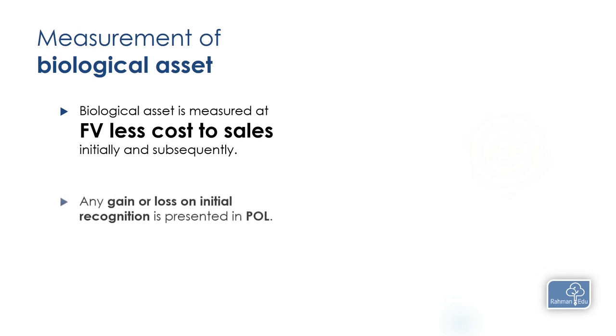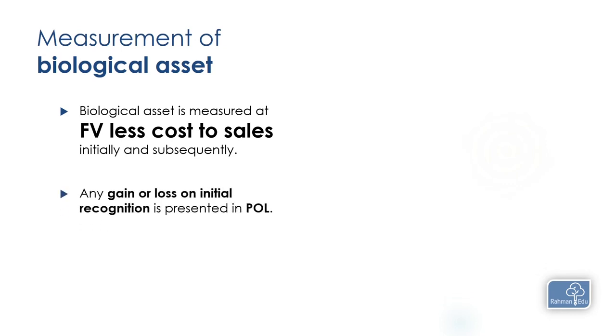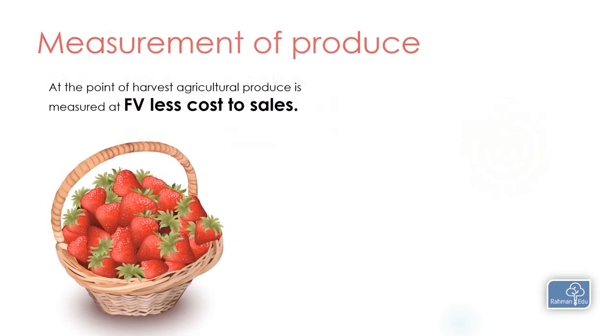And any gain or loss on initial recognition is presented in profit or loss. Similarly, any gain or loss from changes in fair value less cost to sell subsequently will be presented in profit or loss. So we have talked about agricultural produce a lot.